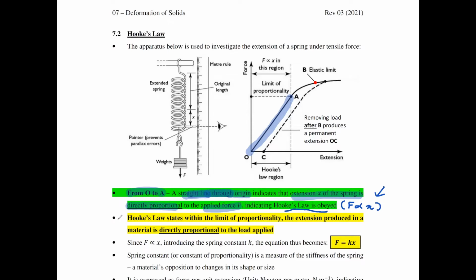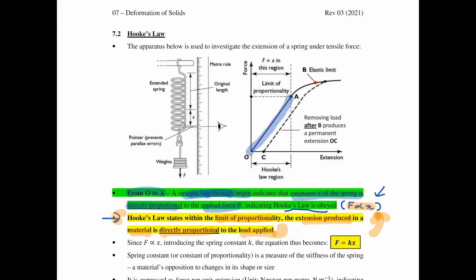What you learn is that Hooke's law states that within the limit of proportionality, the extension produced in a material or spring is directly proportional to the load applied. Okay, this is what Hooke's law actually is. If you're asked to define Hooke's law, this is the definition. In equation form, it is this.